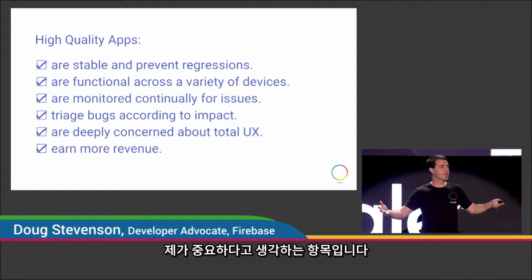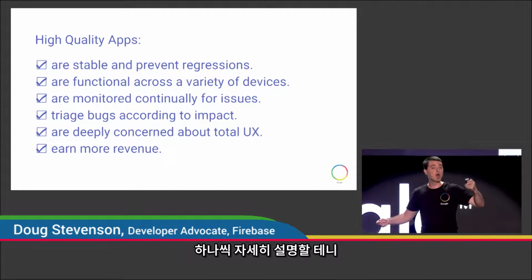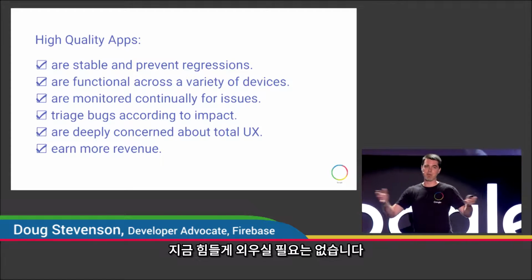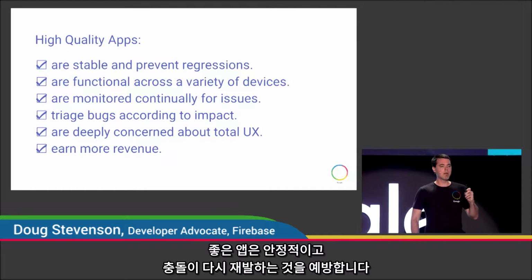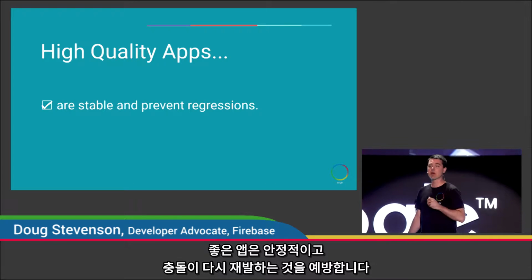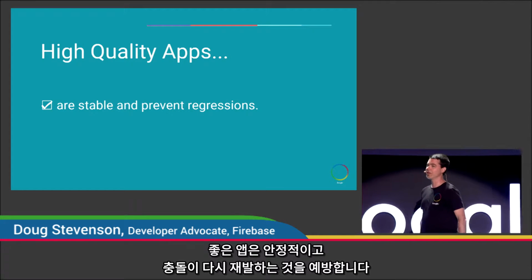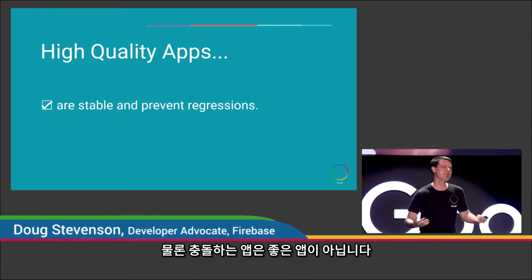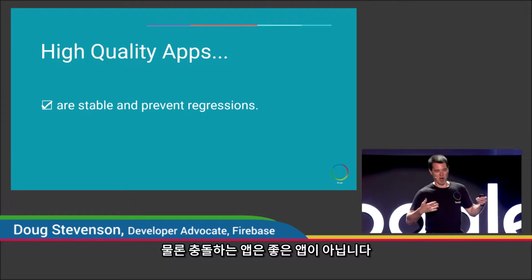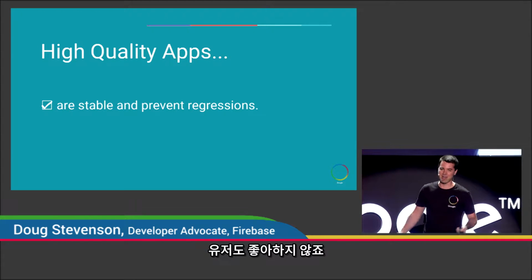So here's a list of things that I think is important. I'll go over these one by one, so don't memorize these now. I'll cover all of them individually. But I think high-quality apps are stable and prevent regressions. Now, maybe this is just another way of saying an app doesn't crash. Obviously, crashing apps are not very high quality. Your users will not like that.